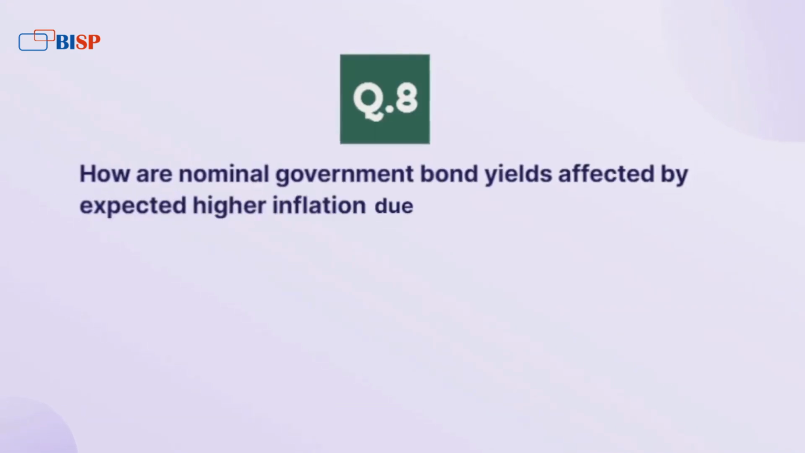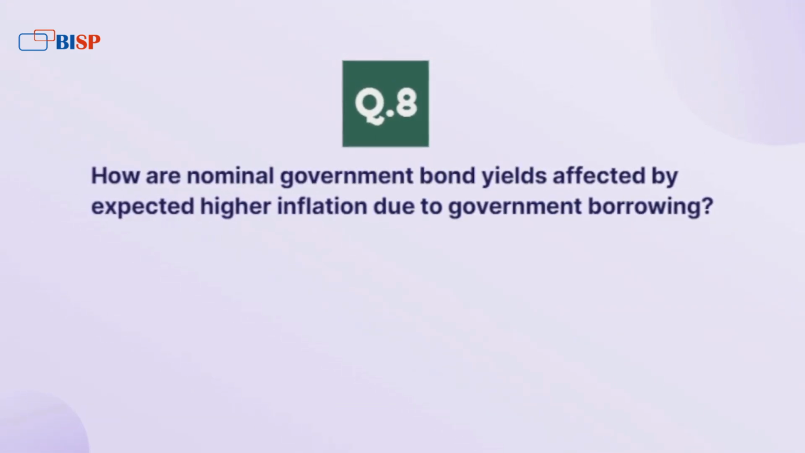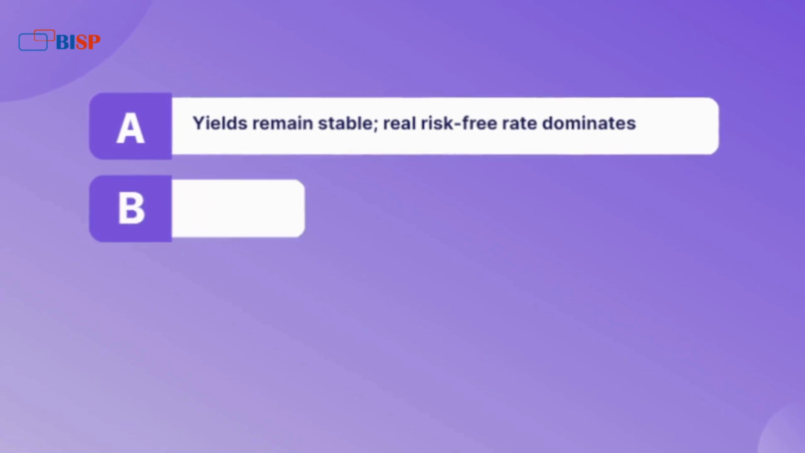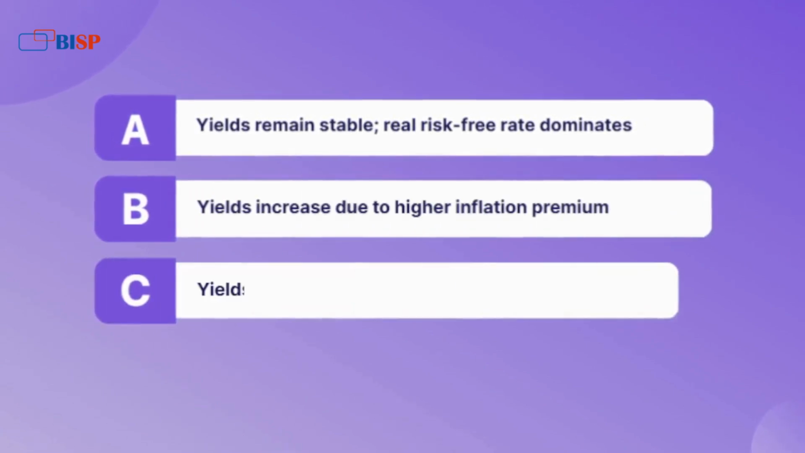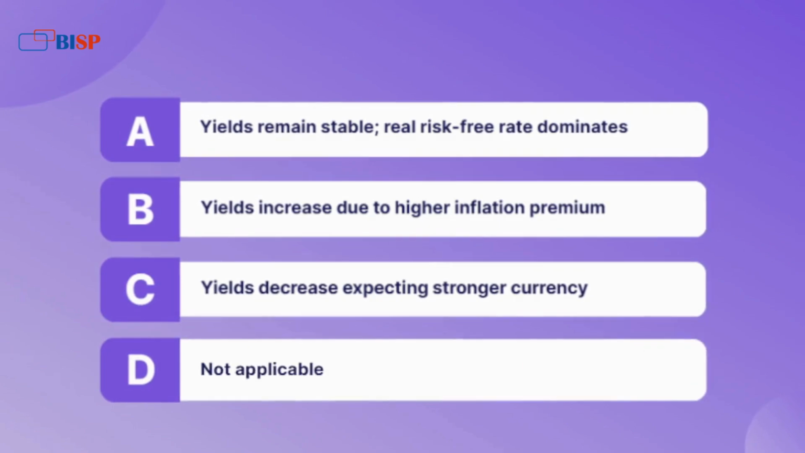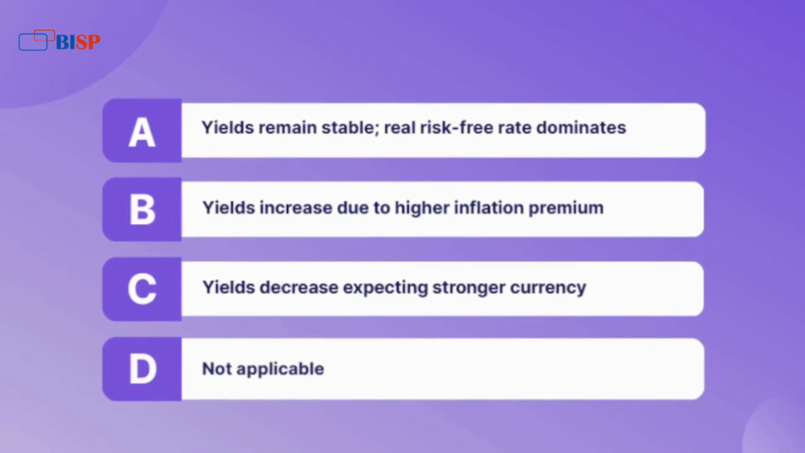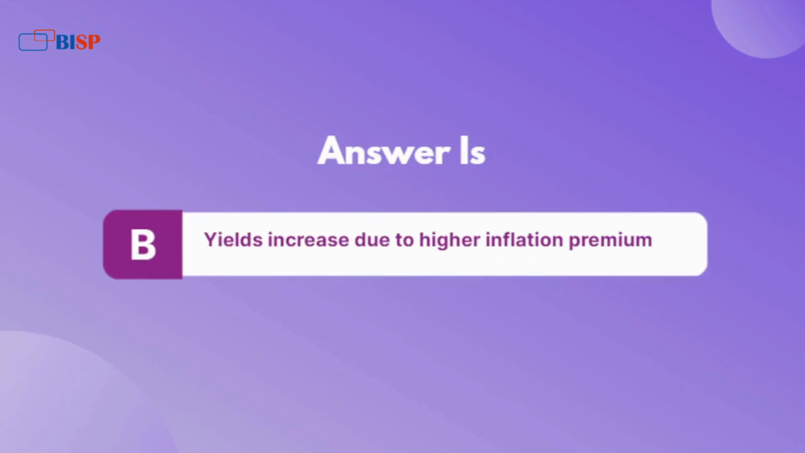How are nominal government bond yields affected by expected higher inflation due to government borrowing? A. Yields remain stable, real risk-free rate dominates. B. Yields increase due to higher inflation premium. C. Yields decrease expecting stronger currency. D. Not applicable. Answer is B. Yields increase due to higher inflation premium.